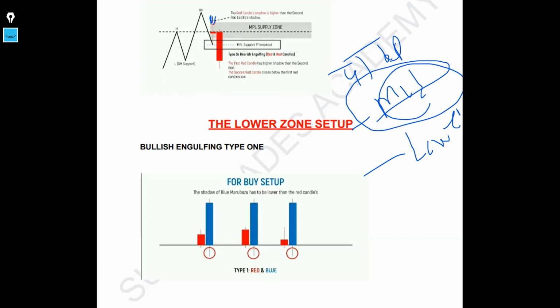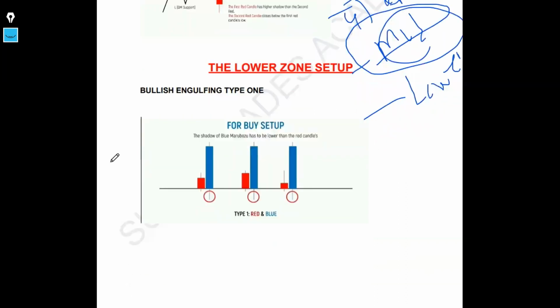So here, let us go. Bullish engulfing type 1 on the lower zone. The shadow of the first candle is longer than the previous bearish candle. This shadow is longer than this candle. The shadow is lower than the red candle, and this is the buy setup type 1. So you'll be looking to buy from this zone. And remember, this happens when the market has already made a 2M sale.